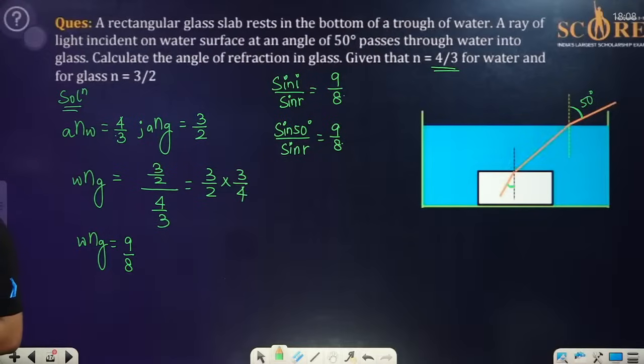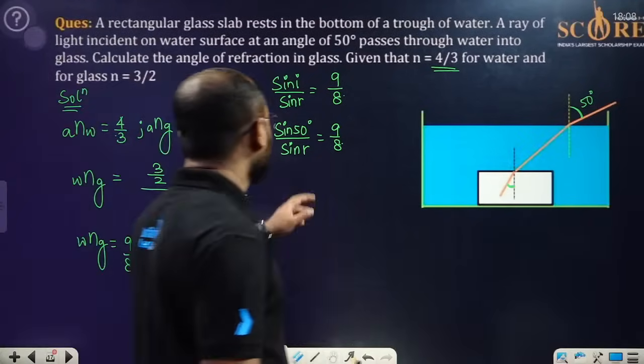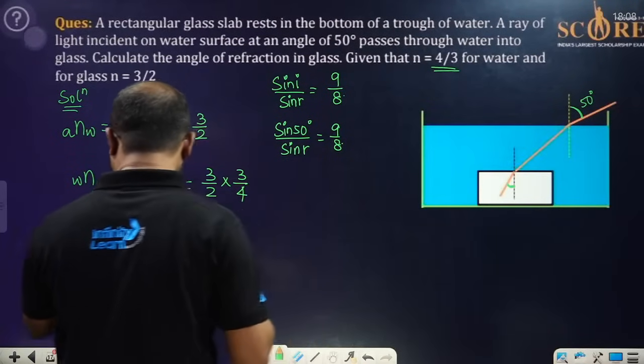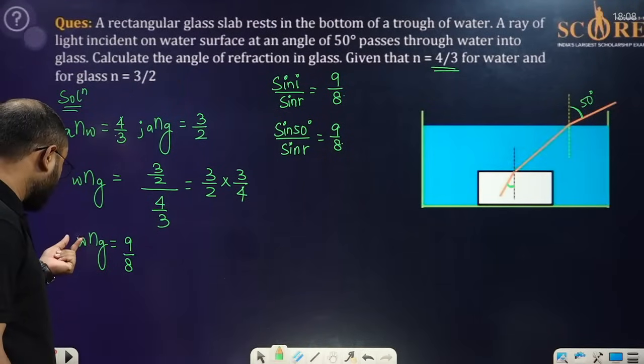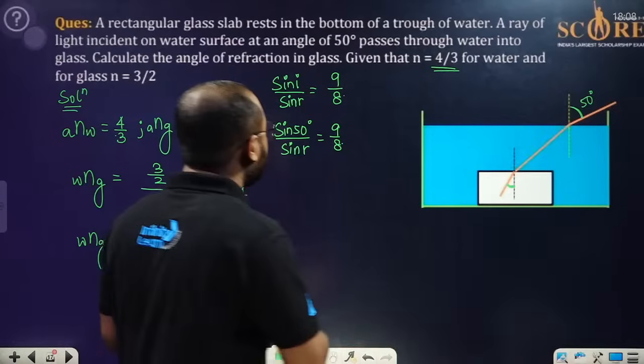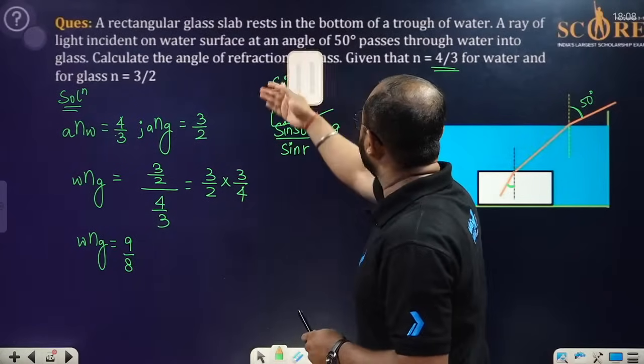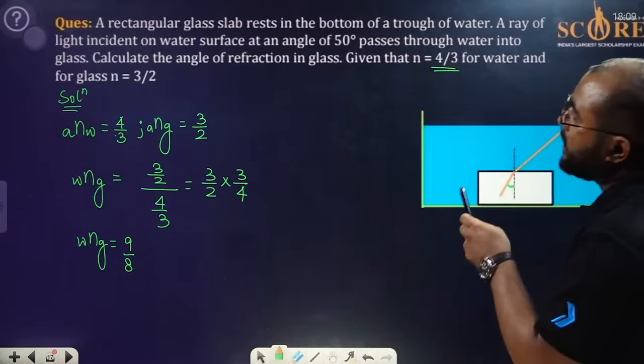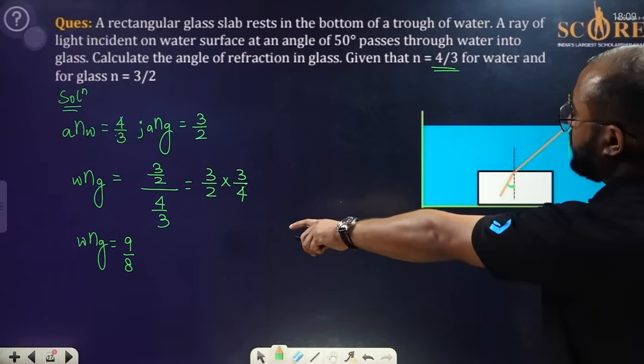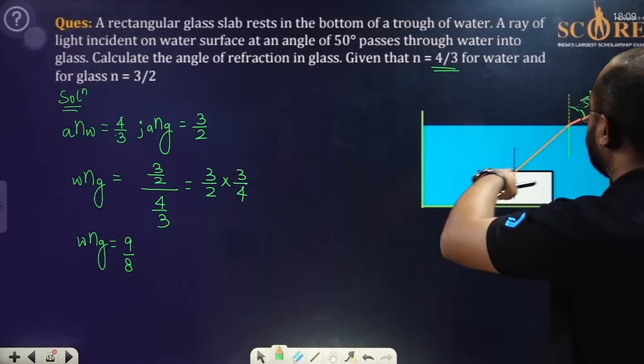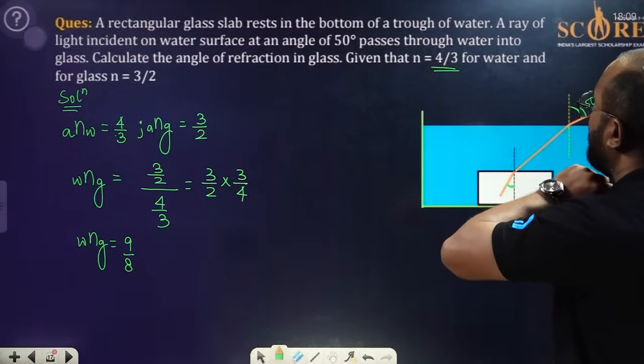Fine. That is what it is there. So my mistake was there. We have found out the refractive index of glass with respect to water, that is 9 by 8. Now, what we have to find? Calculate the angle of refraction in the glass, that is what we have to find out.